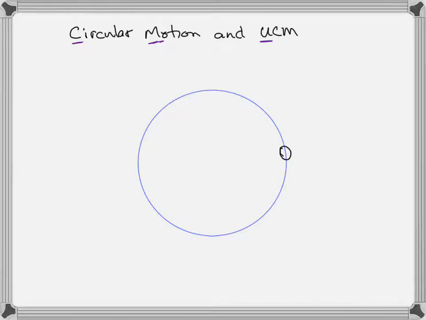So here's my object, and let's just say it's a ball on a string. And that ball is anchored at the center in the string, and the ball is moving. Let's just say the ball is moving in that direction. It's going around the circle in that direction. Okay. So what are the various things that we can describe about this circle?